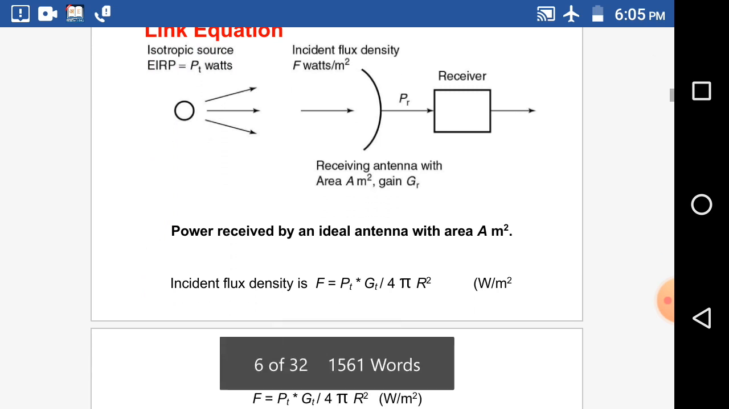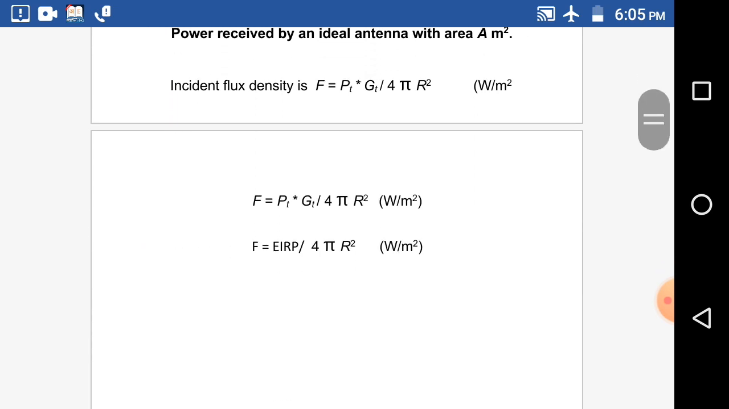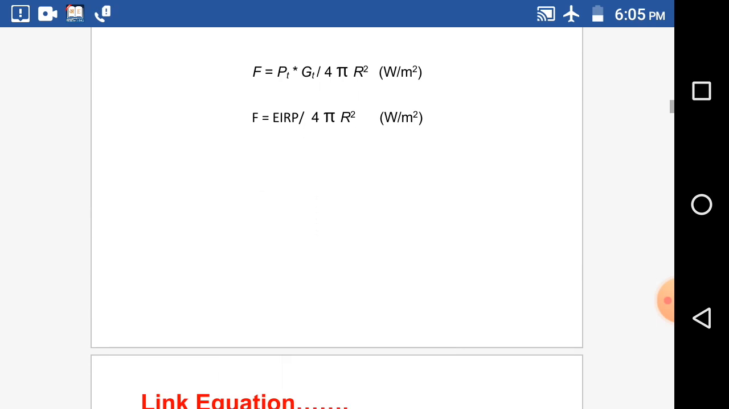Now, this formula I can write in another way also. First way is PT into GT divided by 4 pi r square, and second way is EIRP divided by 4 pi r square. Both the things are the same.